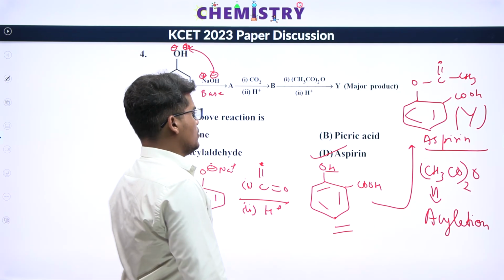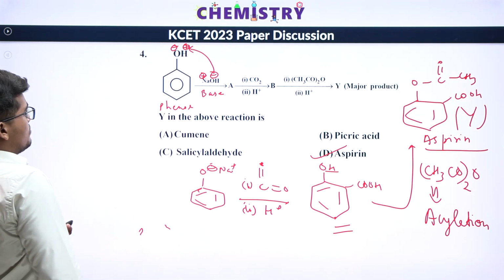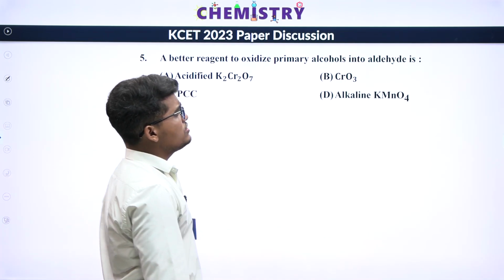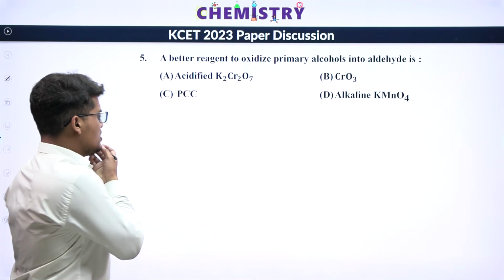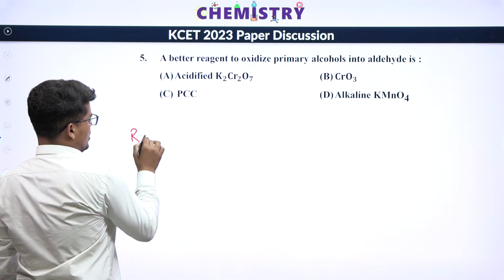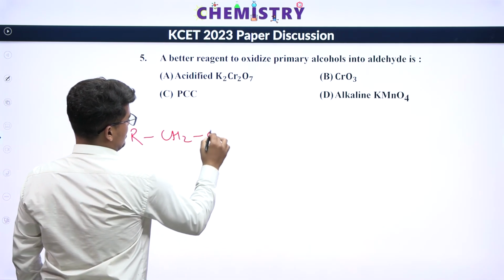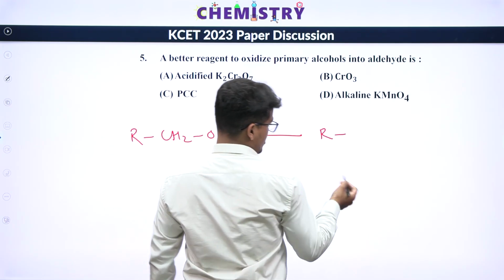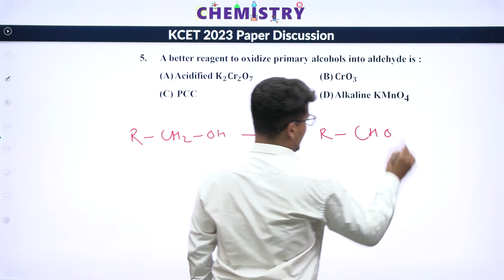Fine. Now come to the fifth question. What they are saying: a better reagent to oxidize a primary alcohol into an aldehyde. So you can see we have a primary alcohol, let's say like this. Now they are asking which reagent is best to convert this primary alcohol to an aldehyde.